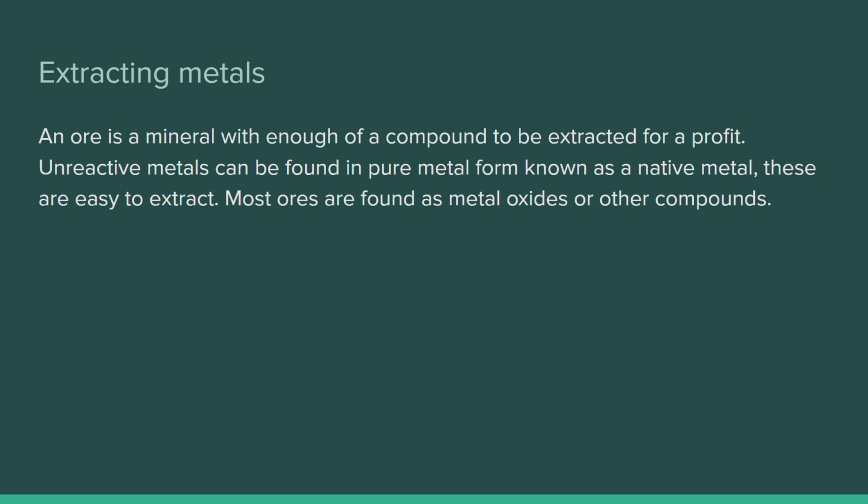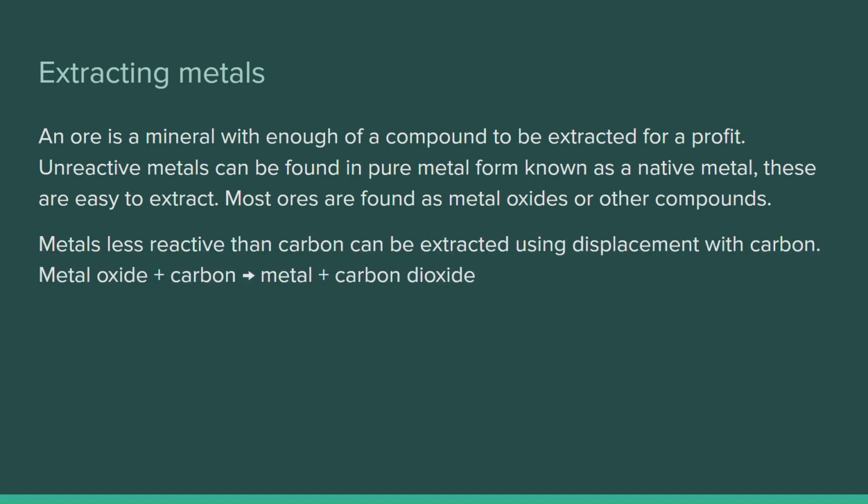Extracting metals. An ore is a mineral with enough of a compound to be extracted for a profit. Unreactive materials can be found in pure metal form, known as a native metal. These are easy to extract because you can just mine them out, but most ores are found as metal oxides or other compounds because they're a bit reactive.